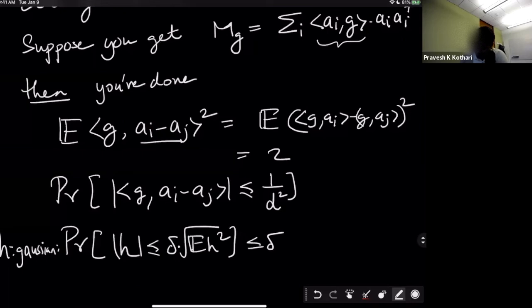Okay. So here g·(a_i minus a_j) is a Gaussian with variance 2. And I'm asking what's the chance that it takes a value which is at most 1 over d square. This is at most root 2 over d square, by applying this anti-concentration inequality. Oh, maybe I should make it somewhat smaller.